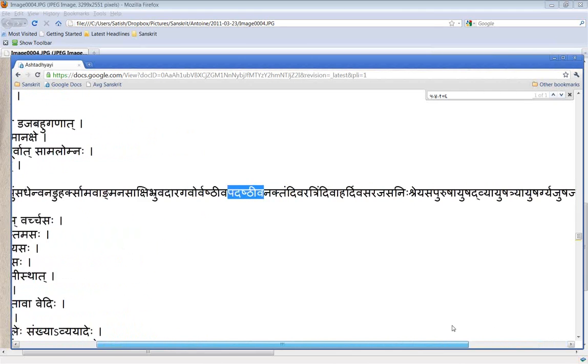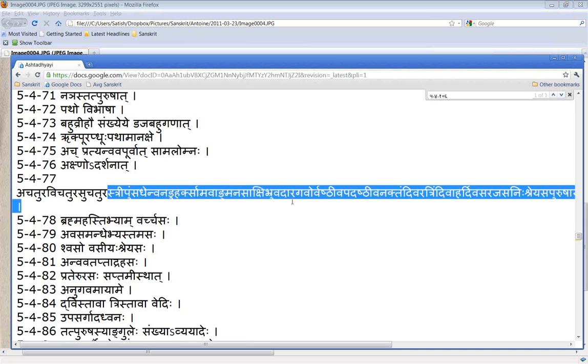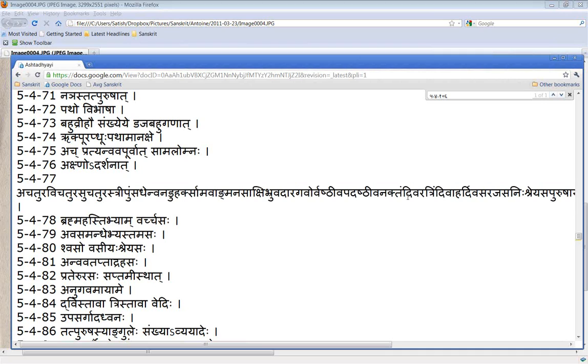Okay. Now, the good news is that not all of them are dvandvas. There are bahuvrihis in the beginning, followed by three bahuvrihis over here, and then there are 11 dvandvas. Sri Pumsa, Dhenvanaduha, Ruksama, that's the third one, Vangmanasa, fourth, Akshibhruva, fifth, Dargava, sixth, Urvashchiva, seventh, Padashchiva, eighth, Naktandiva, ninth, Ratrindiva, and Ahardiva. These are 11 which are given ending in the pratyaya ach.